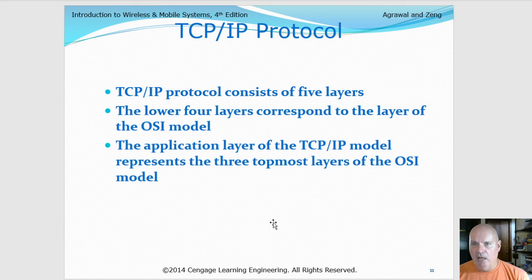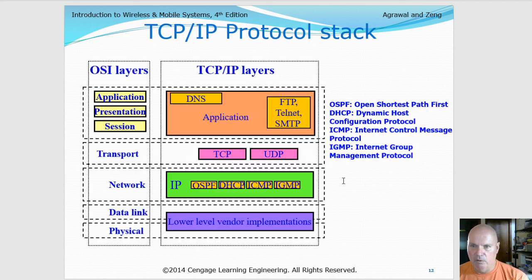The internet actually uses a different model. It's a 5-layer model instead of the 7-layer OSI model. The lower 4 layers correspond to corresponding 4 layers in the OSI model. And then the application layer of the TCP/IP model encompasses the 3 topmost layers of the OSI model. So the mapping is like this.